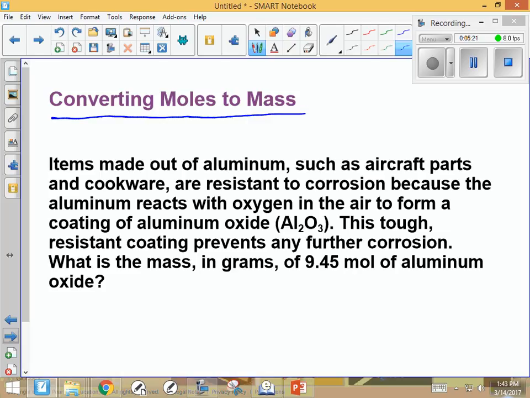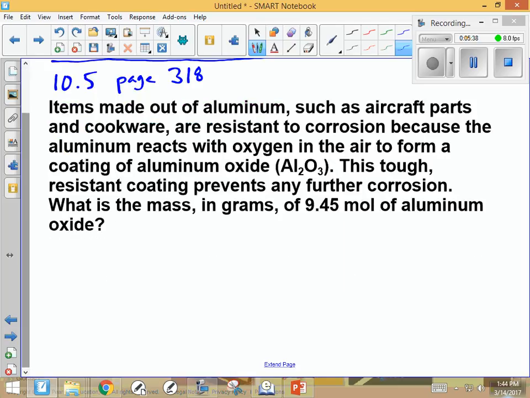This is probably sample problem 10.5 in your book on page 318. I'll work it right here, and then you can work a couple of practice problems. We're talking about aluminum oxide, okay? And what we want to know is the mass in grams of 9.45 moles of aluminum oxide. The first thing we have to do is find the molar mass of aluminum oxide. We know that aluminum oxide is 2 aluminums plus 3 oxygens.